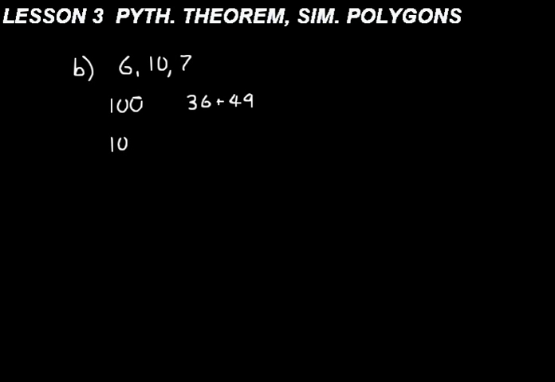And so that means we're comparing 100 to 85. So look at that. 100 is greater than 85. That means c squared is greater than a squared plus b squared. Think about that. That means that we would have an obtuse triangle, right? So that would be what we would say for an answer.